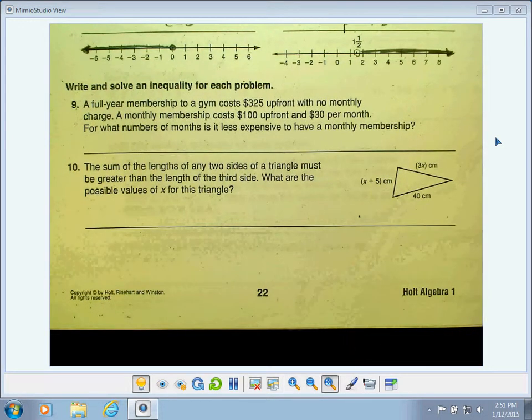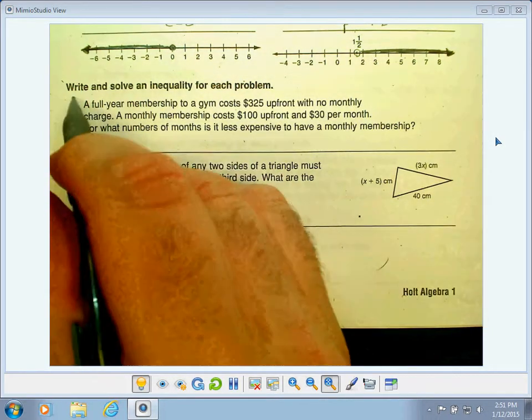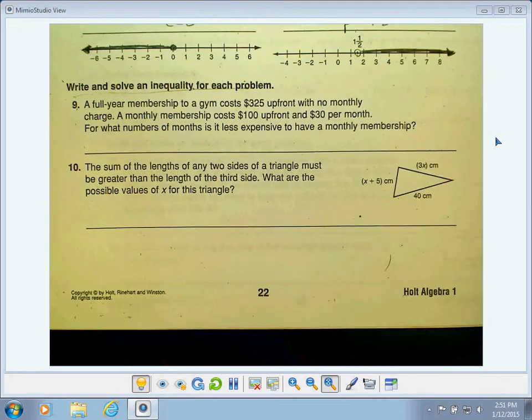So it's talking about a full year membership to a gym that costs $325 up front and has no monthly charge. So that's one alternative. You could go for a year for $325. Or the other alternative is you have a monthly membership that costs $100 up front and then is $30 per month. So it says, for what numbers of months is it less expensive to have a monthly membership? Okay, so what it's saying, in the original directions, is write and solve an inequality for each one.